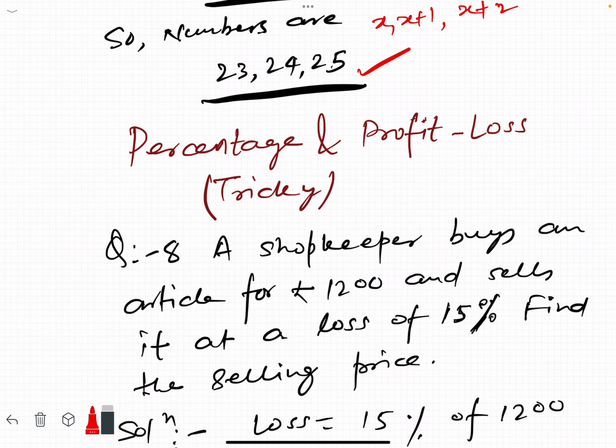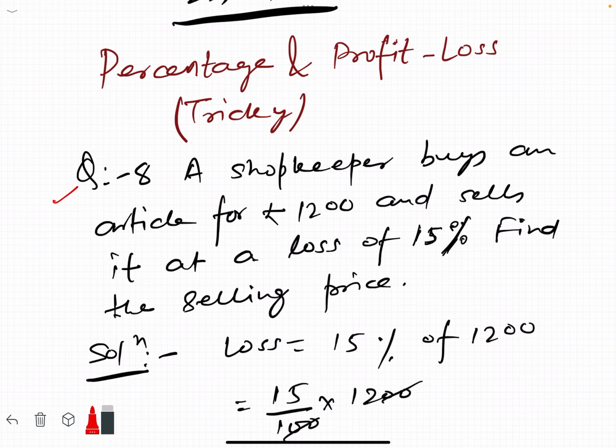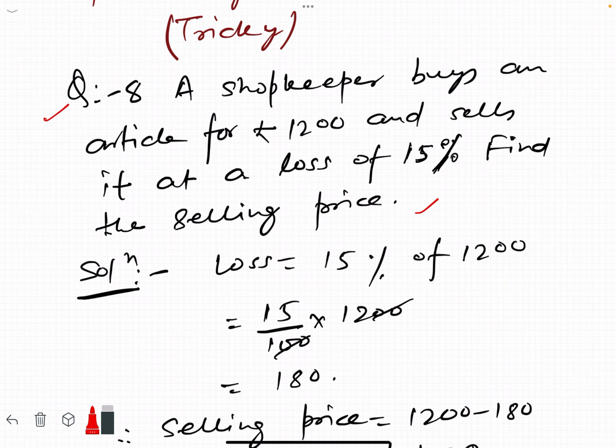Now we come to question number 8, which is from percentage and profit loss. This is a tricky question. A shopkeeper buys an article for rupees 1200 and sells it at a loss of 15%. Find the selling price.